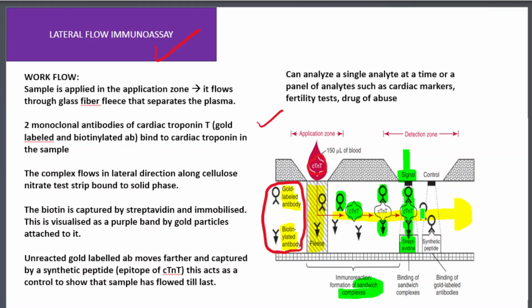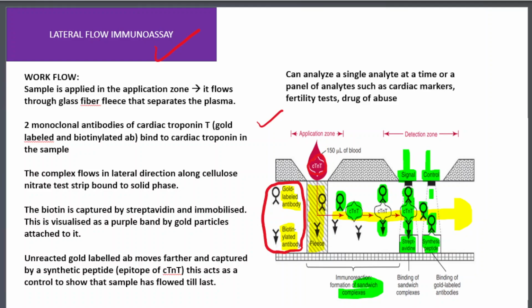Also you should know whether the device is working properly, whether the sample and the complex have flowed till the end. So for that you need a control line. How do you get this control line? The free gold-labeled antibodies will flow till the end, and that is captured by a synthetic peptide, and then you get another control line.